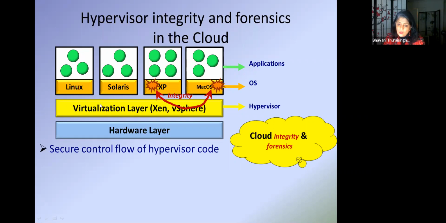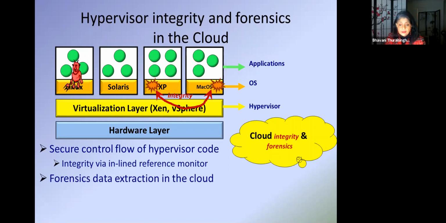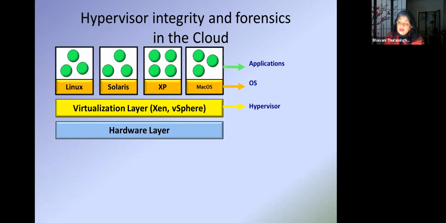And so minimize the work of the hypervisor. So secure control flow of hypervisor code, and then integrity via inline reference monitor. That's applying some formal methods. That's Dr. Hamlin's work, and also mainly Dr. Lin's work in terms of the monitoring and looking at the trade-offs and doing binary code analysis and so on, and forensics data extraction in the cloud. That's another aspect. And so right, virtual machine monitoring, right? That's the whole crux of the idea.